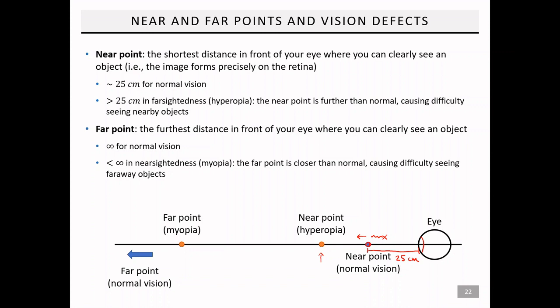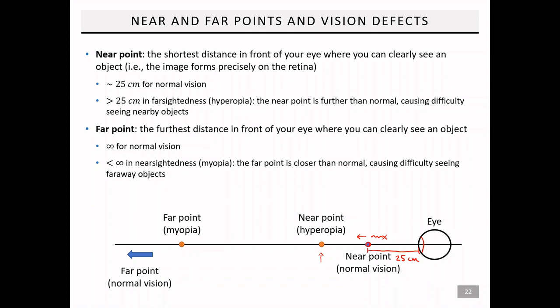The second point we define is the far point, and this is the furthest distance you can see clearly. For normal human vision, the far point is out to essentially infinity. Basically, no matter how far you look, you will see an object clearly. So if you look up in the sky and you see the moon up there, you should be able to see it clearly. If you have nearsightedness or myopia, then your far point is closer than infinity.